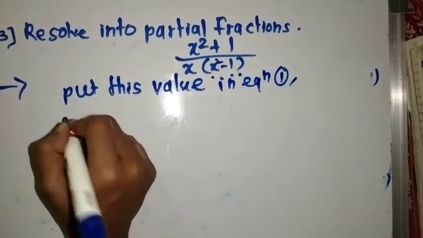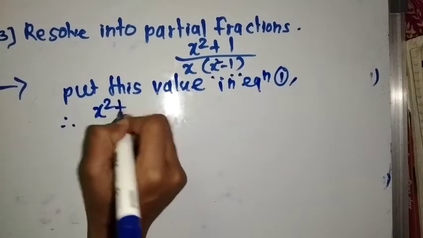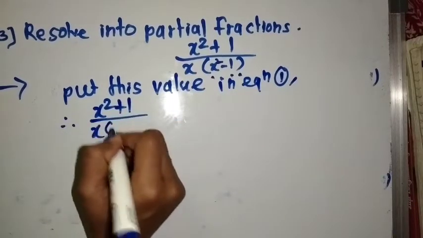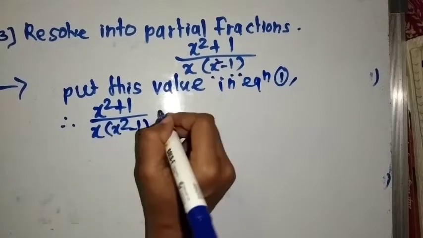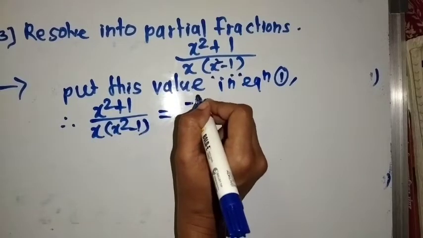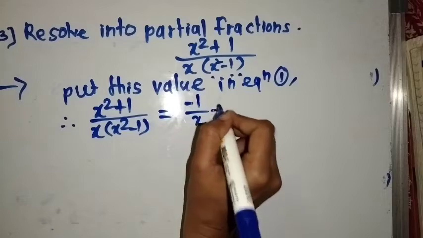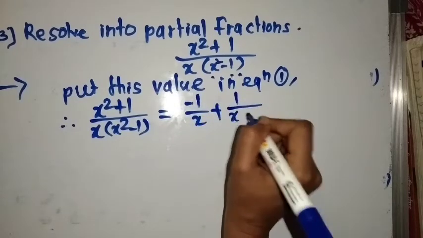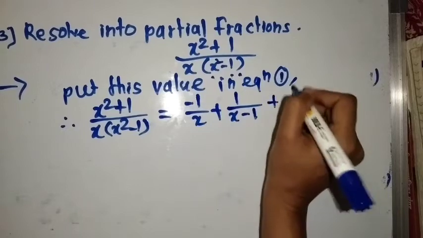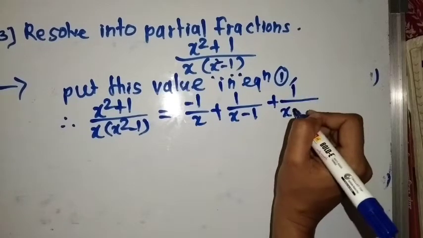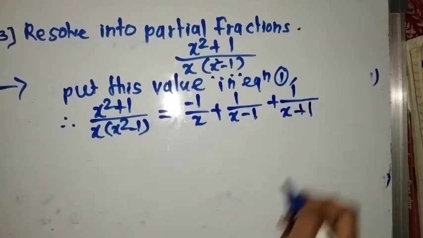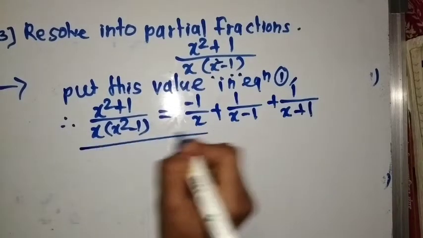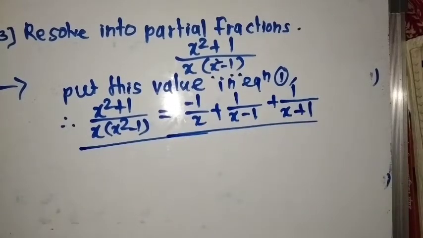Hence we get x square plus 1 upon x square minus 1 is equal to a ची व्हॅल्यू काढली -1 upon x plus b ची व्हॅल्यू 1, c ची व्हॅल्यू 1 upon x plus 1, which is required partial fraction.